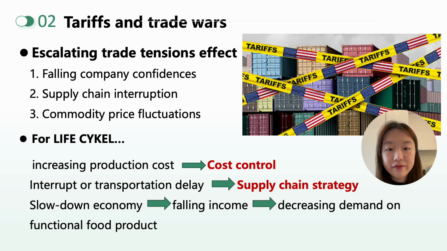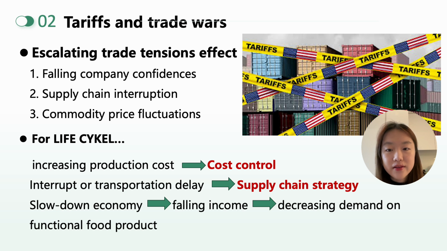The imposition of tariffs and escalating trade tensions around the world may impact the business environment in Australia. Firstly, it will weaken companies' confidence. What's more, supply chain interruption is a key question. Lots of Australian companies rely on global supply chains to acquire parts and raw materials. Besides, commodity price fluctuations may also be aggravated.